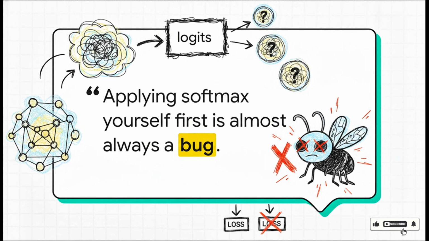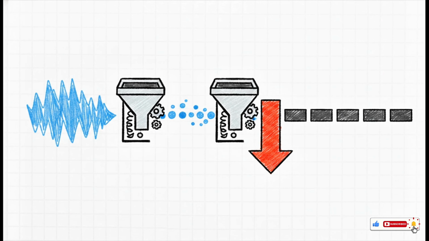I know, it is incredibly tempting to want to manually convert your model's raw logits into neat, readable probabilities before passing them to the loss function. It just feels right, but you have got to resist that urge. So let's look at exactly what happens mathematically if you make that mistake.